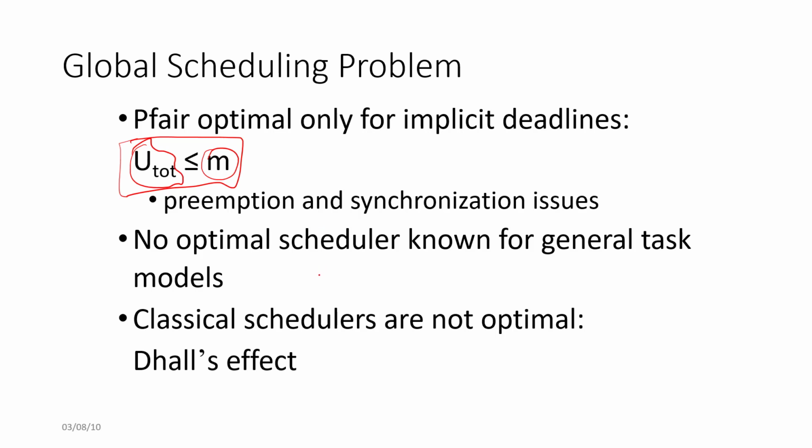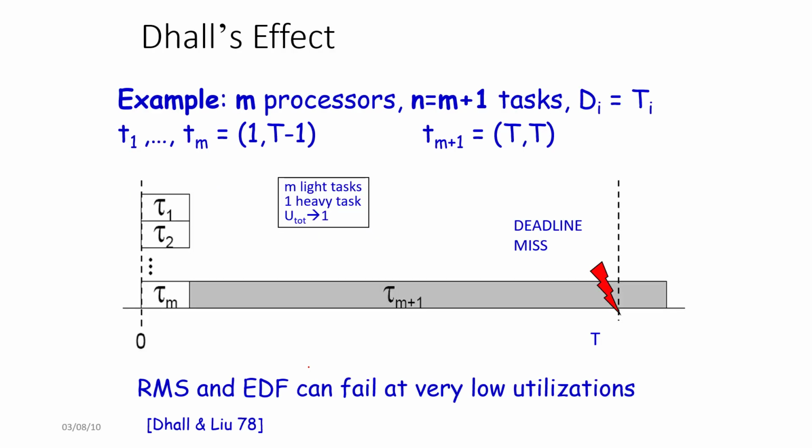But for general task models, these things don't hold. This was only for a specific subcase that we considered. And that is why classical schedulers fail to be optimal in such a setting, right? Of course, in very specialized settings, as in this one, we saw some degree of optimality, but otherwise they are not optimal. So there is something known as Dhall's effect.